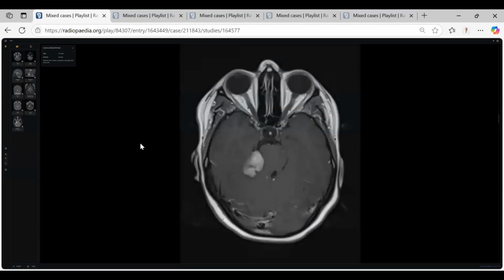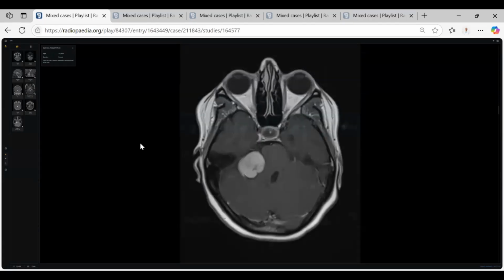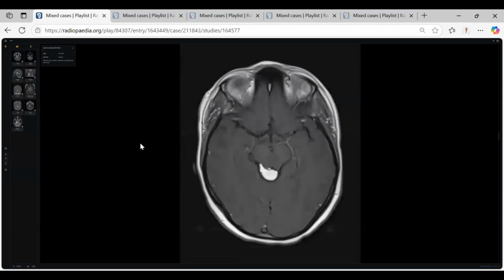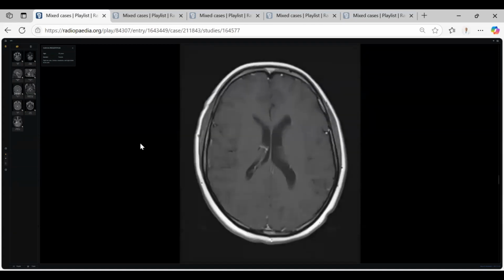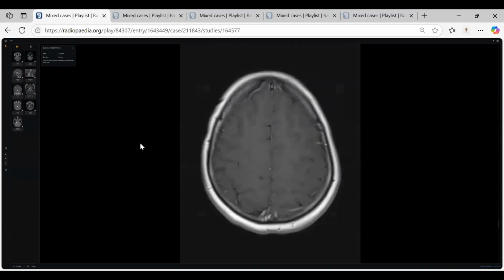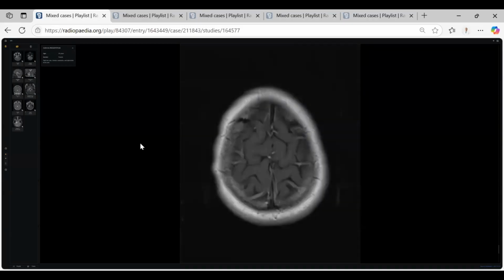My second differential would be that of an epidermoid. On post-contrast sequence, it shows avid enhancement. Okay. Thank you. What else in this CT? I will not give you an easy case for free.